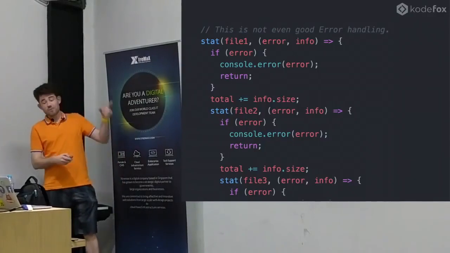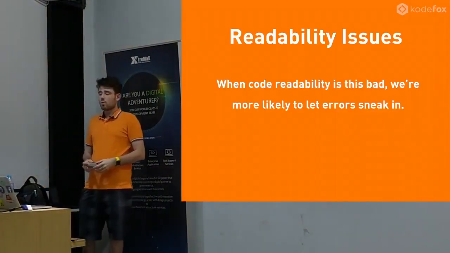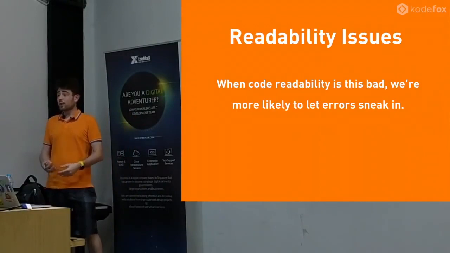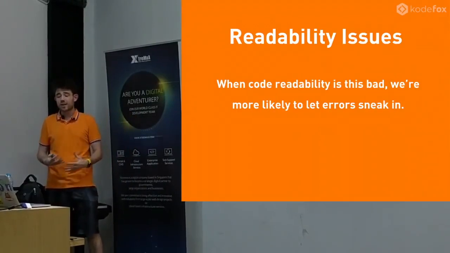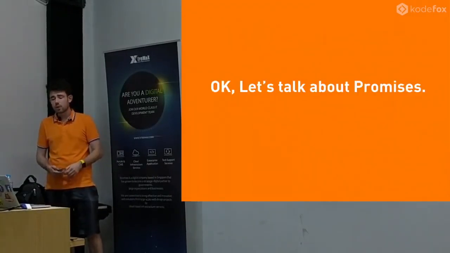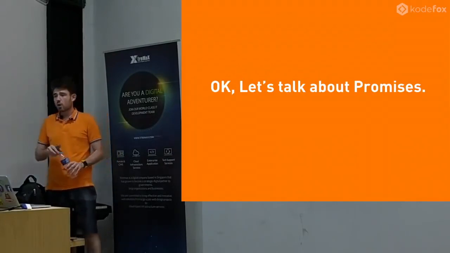And so we have to do it every time. And so we have readability issues. When readability is this bad, systems become difficult to maintain, difficult to read. It's easy for errors and bugs in your code to sneak in. So let's talk about promises. We've kind of talked about callbacks, right?